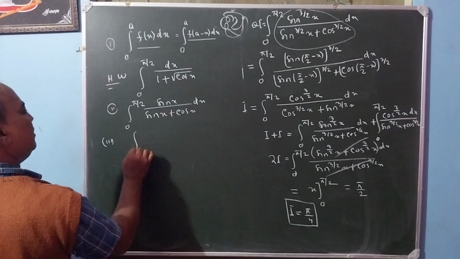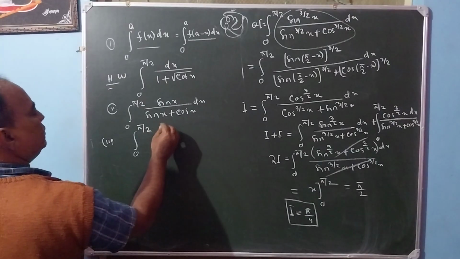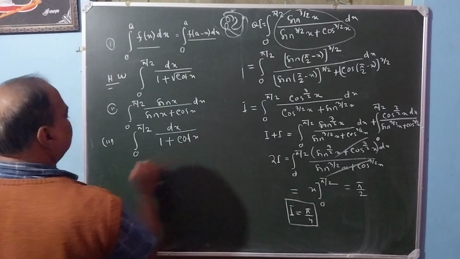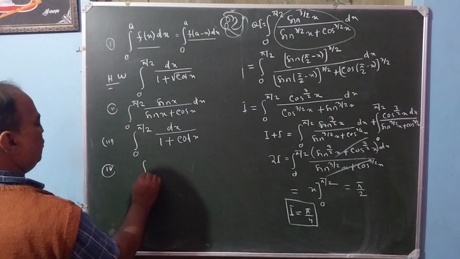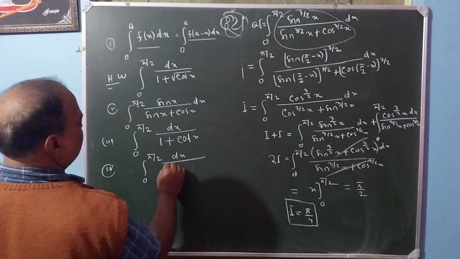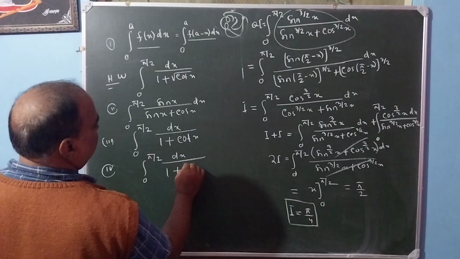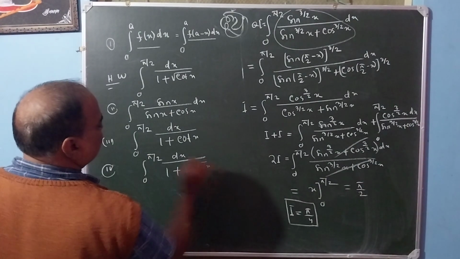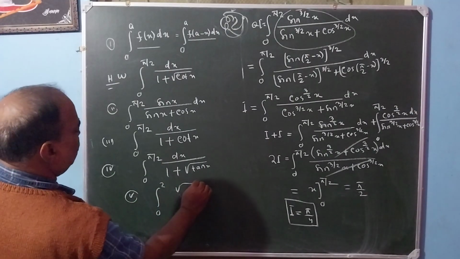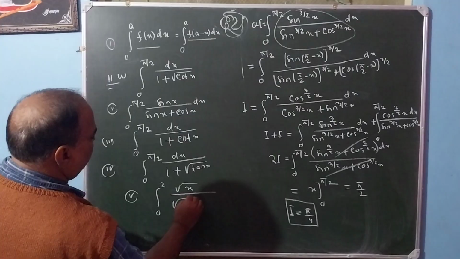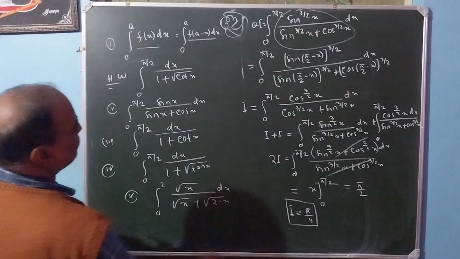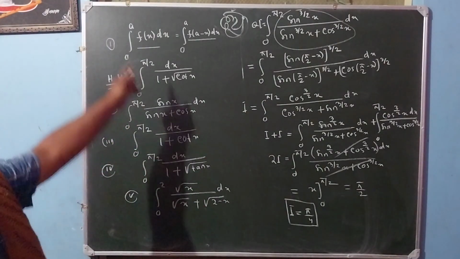Third one, integration from 0 to pi by 2, dx by 1 plus cot x. Fourth, integration from 0 to pi by 2, dx by 1 plus root of tan x. Another question is fifth, integration from 0 to 2 of root x by root x plus root of 2 minus x, dx. You have to work out these problems by using this formula.